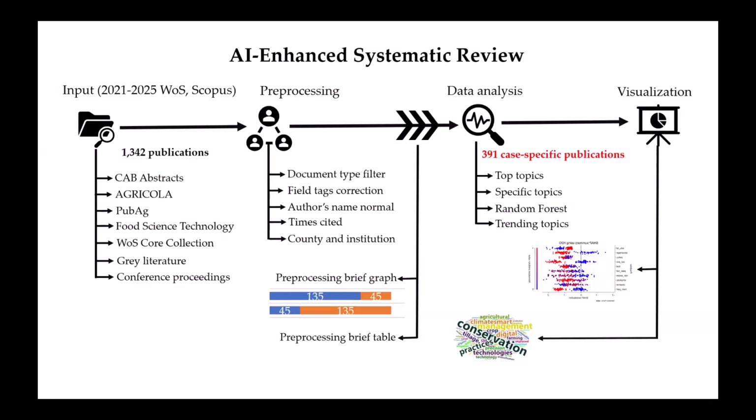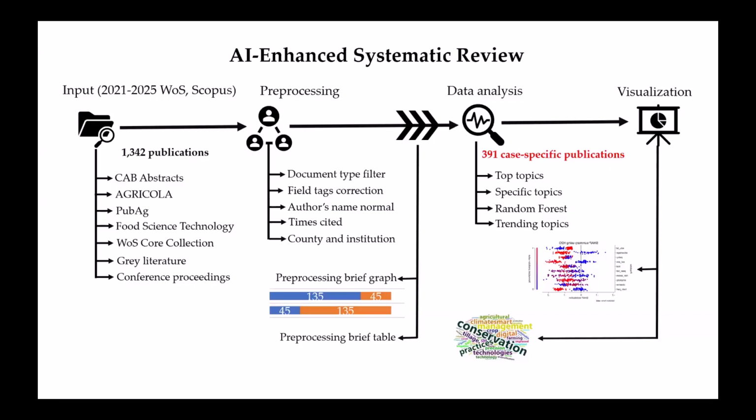Pre-processing covers different data types, times cited, different authors' names, and country and institution. And then we can see who adopted and who did not adopt. And we can also see the specific cases, because not all agricultural innovations are about Rogers' diffusion of innovation, and vice versa.